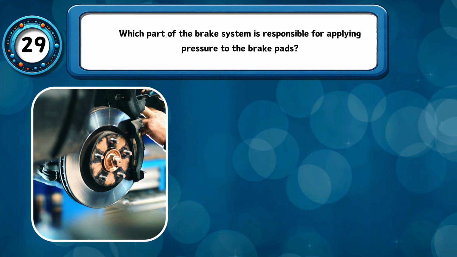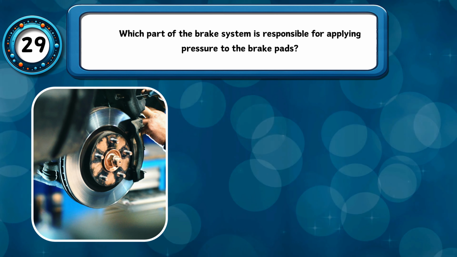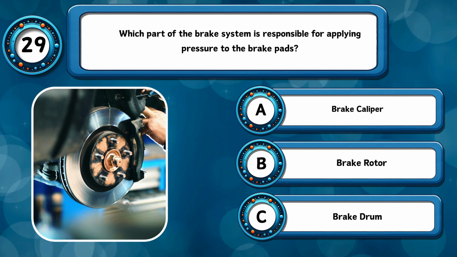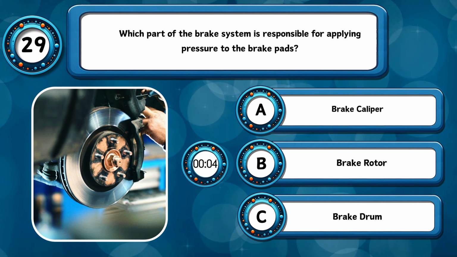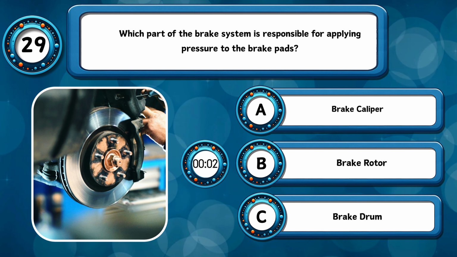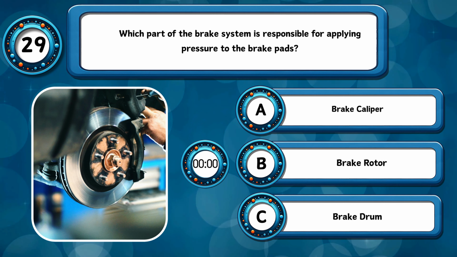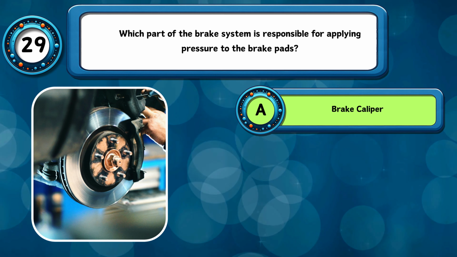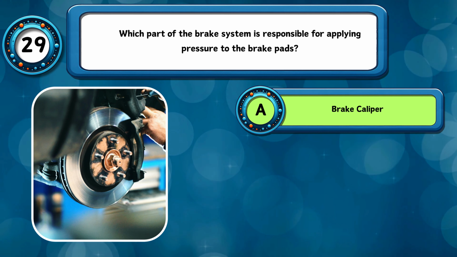Question 29. Which part of the brake system is responsible for applying pressure to the brake pads? A. Brake caliper. B. Brake rotor. C. Brake drum. Correct answer is A. Brake caliper.